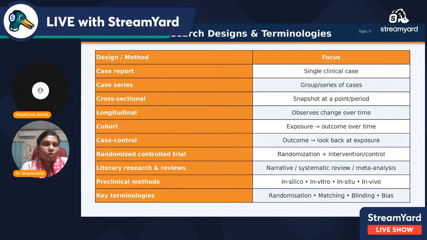How they may ask: they may ask what is the difference between a case report and a case series. You must know that. What is the difference between a cross sectional study and a case control study? Or they may ask the difference between a cross sectional study and a cohort study. You must know what a cohort observational study is and what a cross sectional study is. So all these terms you are supposed to know.